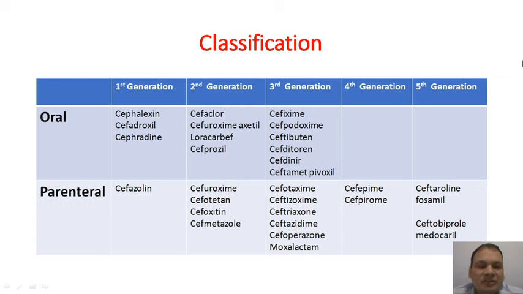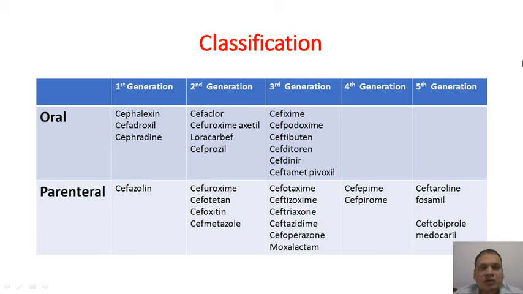Coming to the second generation, among the oral, we have cefaclor, cefuroxime axetil, loracarbef, and cefprozil. I will repeat it again. Amongst the oral, we have cefaclor, cefuroxime axetil, loracarbef, and cefprozil. These are the oral ones under the second generation.